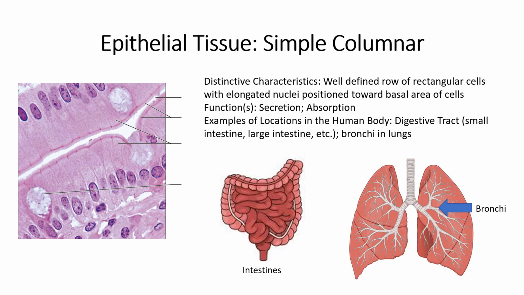Simple columnar epithelial tissue, it's predominantly functioning in secreting some type of substance or absorbing things, right? For all simple epithelial tissue, we see this kind of shared function of absorption. That one layer of cells makes it easier for different substances to be able to pass into the tissue, pass into the body for absorption.